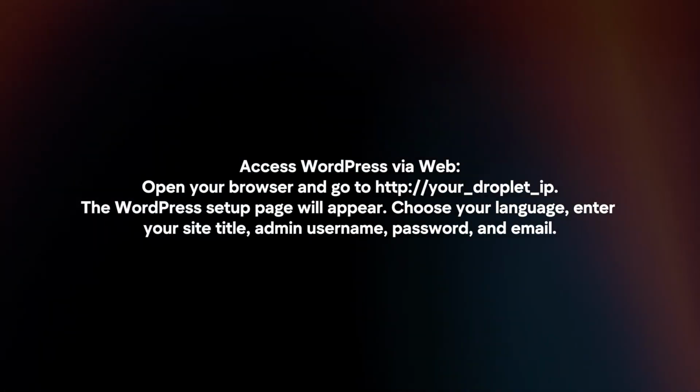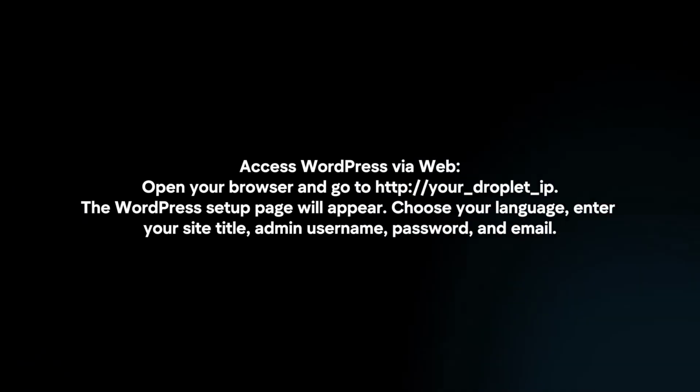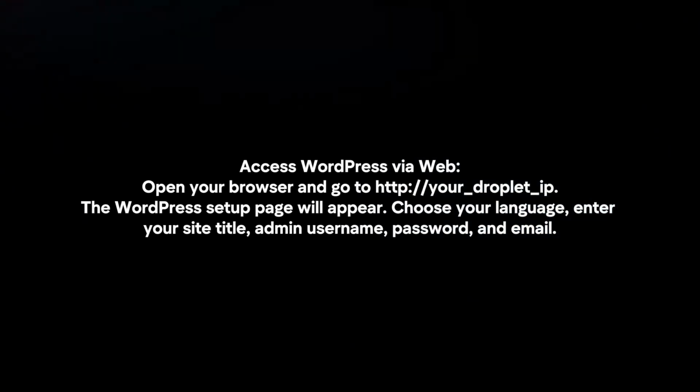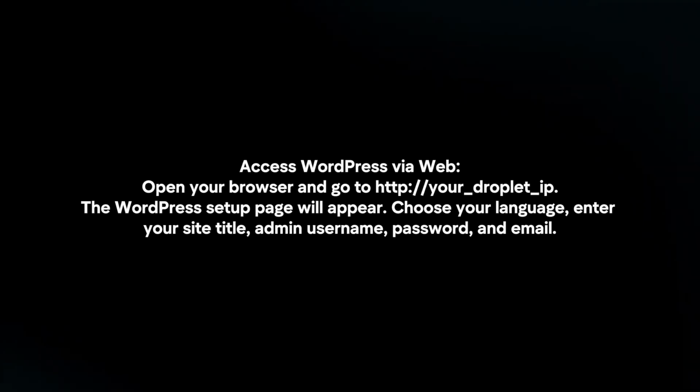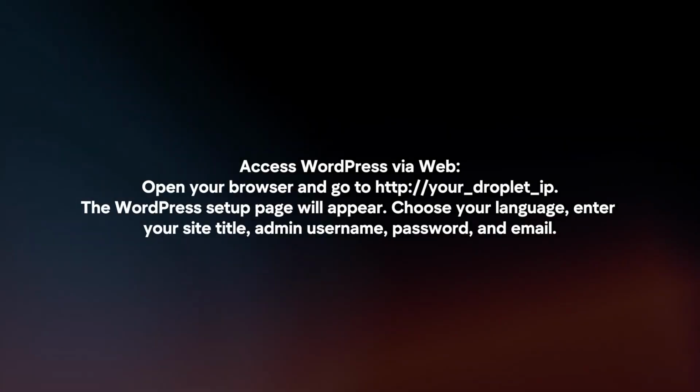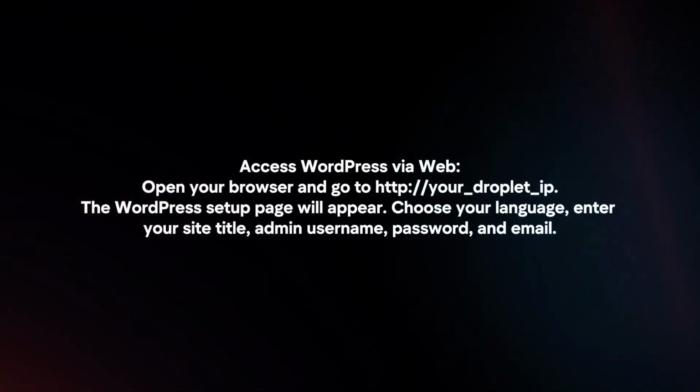Access WordPress via web. Open your browser and go to the following. The WordPress setup page will appear. Choose your language, enter your site title, admin username, password and email.